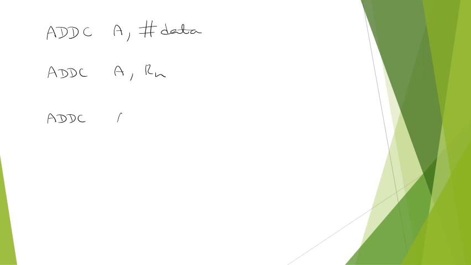Similar to the ADD instruction, in the ADDC instruction, the source operand can have four addressing modes, that is register, direct, register indirect, and immediate. So the examples are ADDC A, #data, ADDC A, Rn, ADDC A, direct, then ADDC A, @Ri.